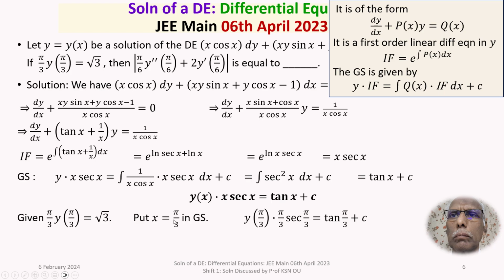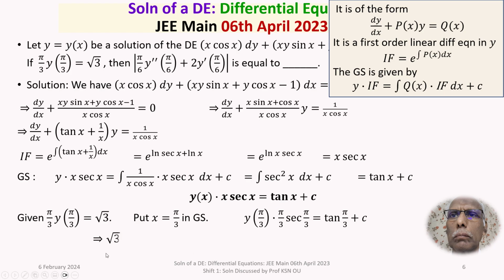So put x is equal to pi by 3 in the above general solution. Then you will get y of pi by 3 multiplied by x, means pi by 3, secant pi by 3 is equal to tan pi by 3 plus c. Agreed. So y at pi by 3 multiplied by pi by 3 is root 3.